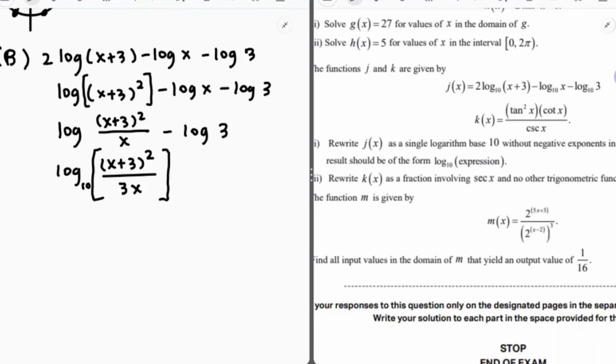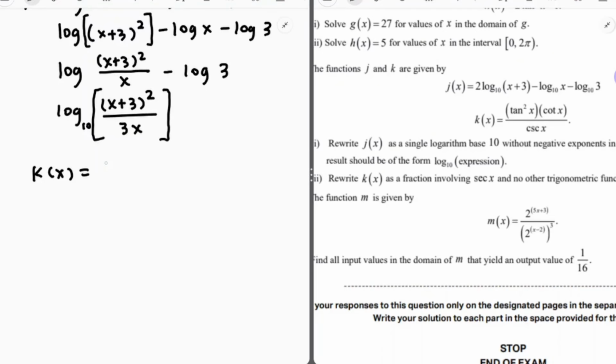We know k of x is equaling tangent squared x times cotangent x, divided by cosecant x. Okay, well, why would they even do that? Secant and cosine are already reciprocals. All right, so I'm of a mind, I don't even think I need to use a Pythagorean identity for this one.